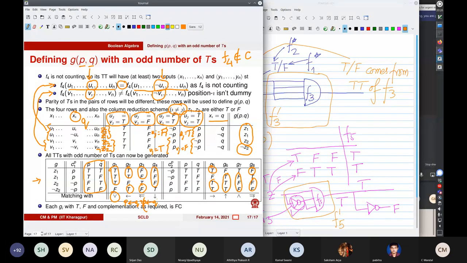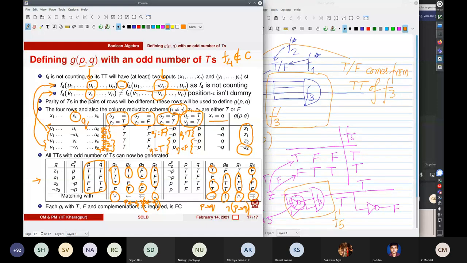This is NOR. So this is forward implication. This is P implies Q. This is NAND. And this is not P implies Q.